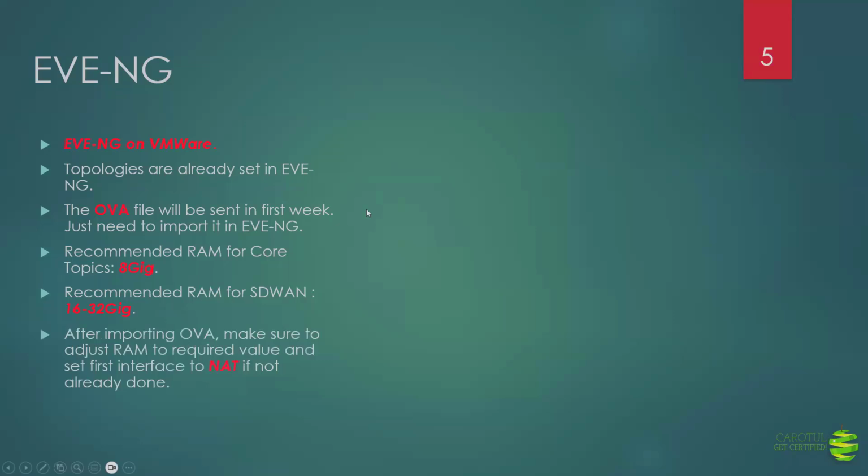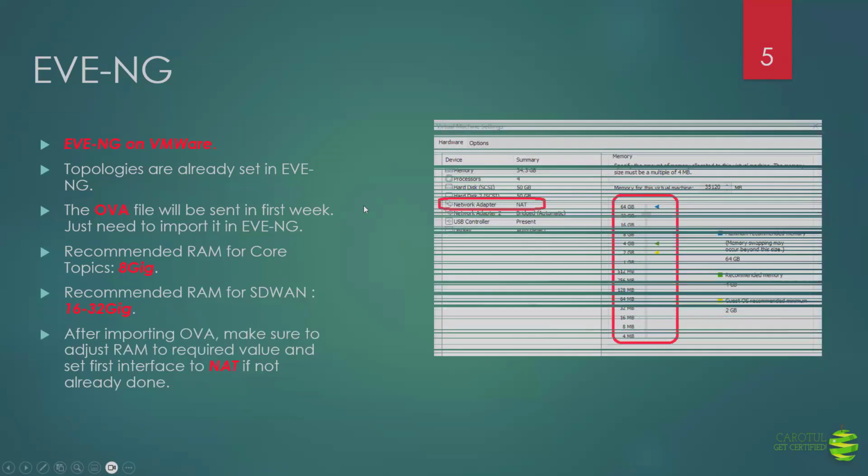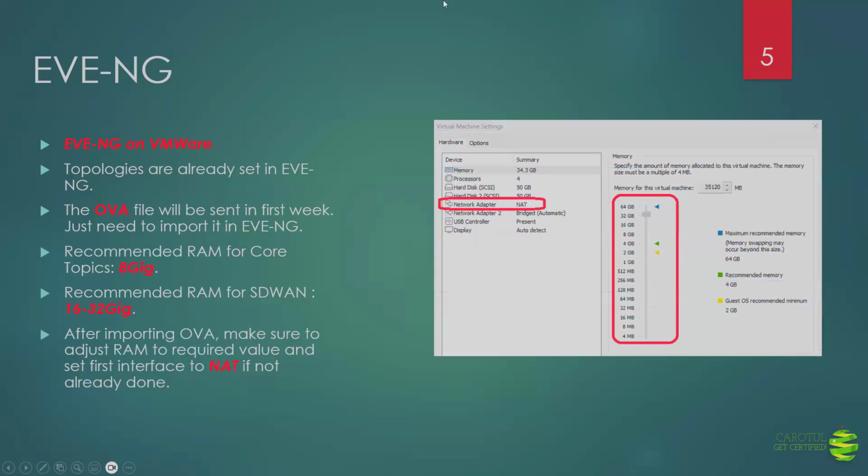And also the network type you should set to NAT in VMware so that you always get an IP address which is reachable from your host machine as well, and you can reach the internet as well, although it's not needed for many of the practicals. Just to give you an example, in the VMware settings of EVNG, you can see that I have set the memory to 32 gig, but of course you can set it to 16 gig or 8 gig as well, depending on how much memory is available. And the network adapter type, you can see on the left hand side, should be set to NAT.